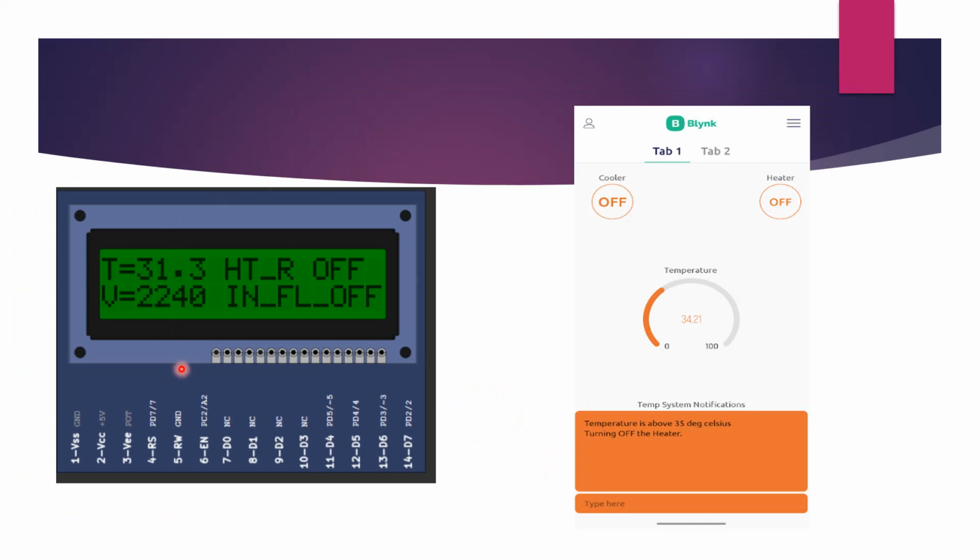This here is the CLCD, or character LCD, I am talking about. Here we display the temperature, T equal to 31.3 at that time, and here we show whether the cooler is switched on or off and whether the heater is switched on or off.